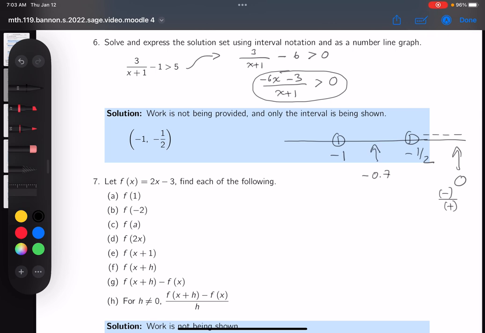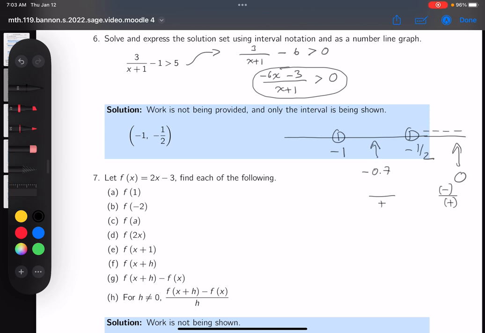And I know it's difficult. I'm not saying it's going to be easy for some students, especially if you have trouble with arithmetic. What do you get over there? Well, minus 0.7 plus 1 is positive, so it's positive on the bottom. And what do you get on top? Well, you're going to get a positive number.